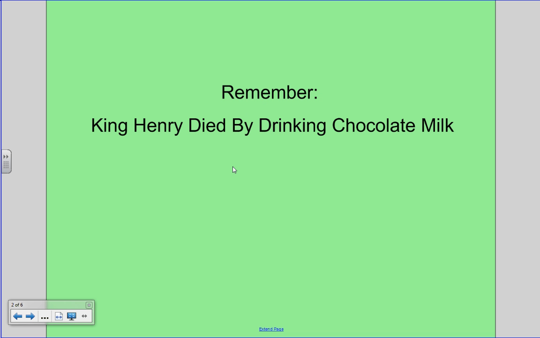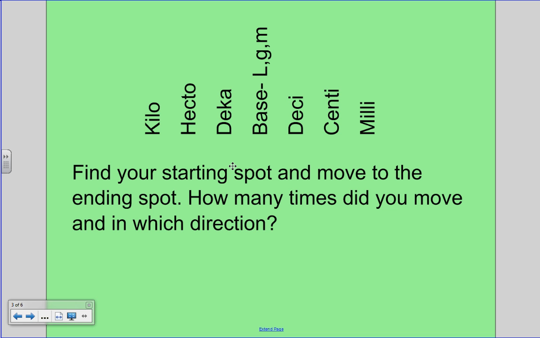So the thing to remember when you're doing metric conversions is King Henry died by drinking chocolate milk, which is kind of a funny saying, but we know that this is actually an acronym and it helps us remember the different measurements for metrics. So K stands for kilo, H stands for hecto, D stands for deca, and we abbreviate that one DA because there's an A at the end of deca.